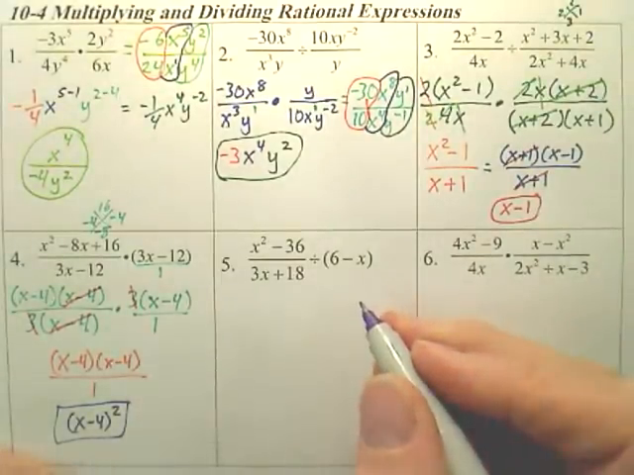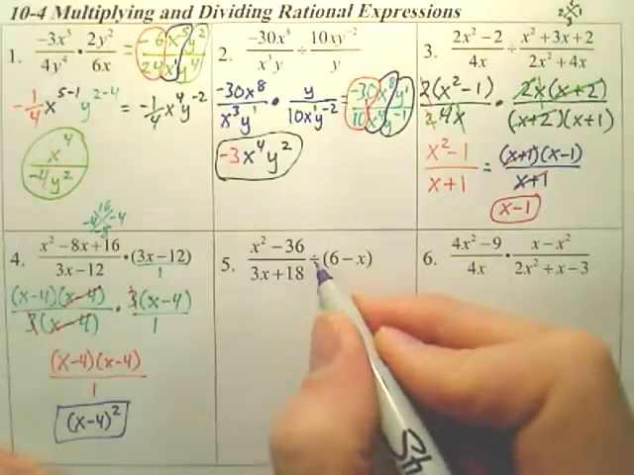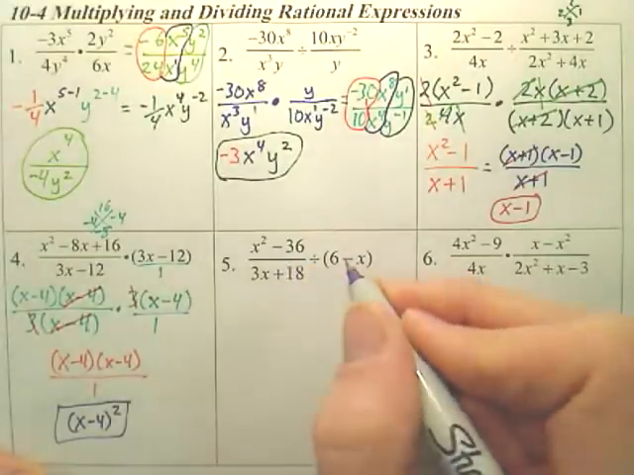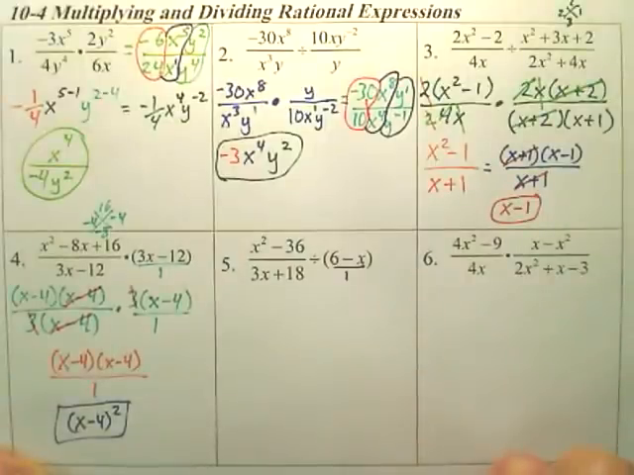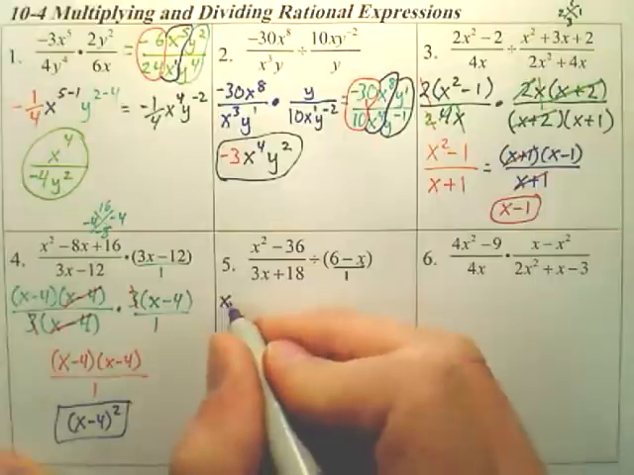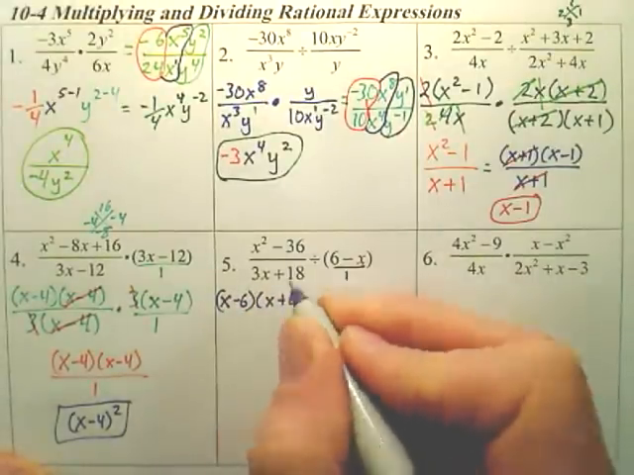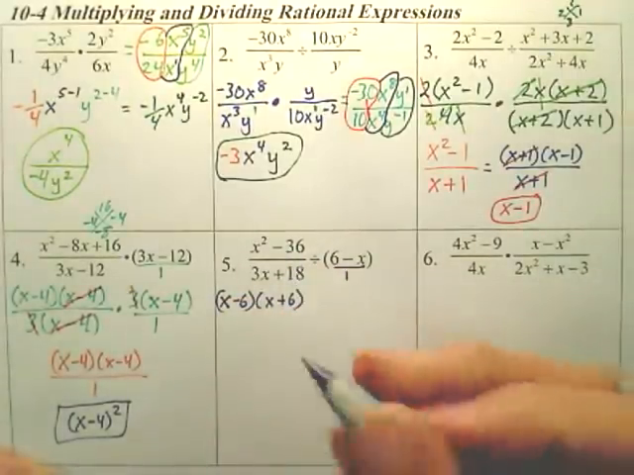Alright, next, number 5. I have a division here. So, I'm going to factor everything but the second one. Remember, this over 1, but we're going to flip this one once we put it over 1. So we factor this. This is called a difference of squares. So I see an x minus 6, x plus 6. That's a difference of squares. That's x squared. That's 6 squared.